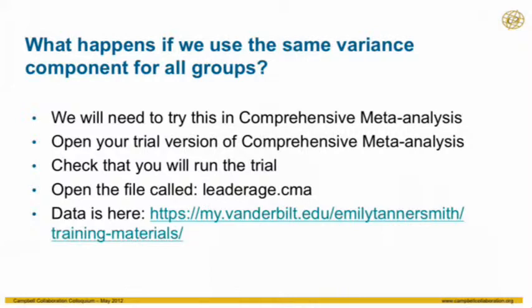Again, RevMan, as a default, assumes unique variance components per subgroup. We can get around this if we use Comprehensive Meta-Analysis. There's a few bullet points here about how, if you haven't played around with CMA before, to get it and play around with the trial version. I think you can download it for a couple of weeks or like 10 tries, like opening it up and closing it, something like this. But it's a very useful and user-friendly package.